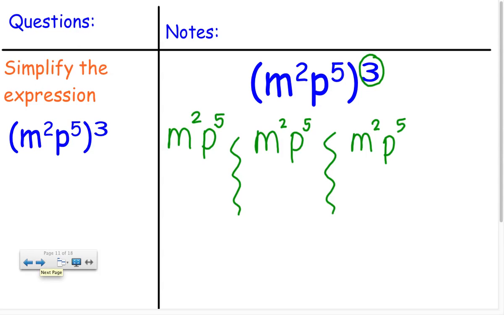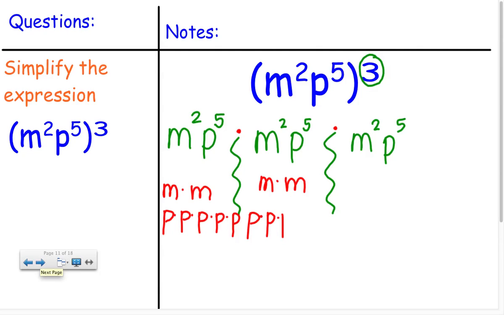We're going to multiply all of them together, and I can put my multiplication sign or even my parentheses around each one if I wanted. So m squared is m times m. p to the fifth is 5 p's. Same in the middle, m squared is m times m. p to the fifth is 5 p's. m squared p to the fifth.